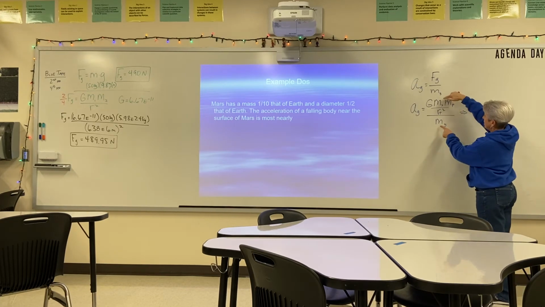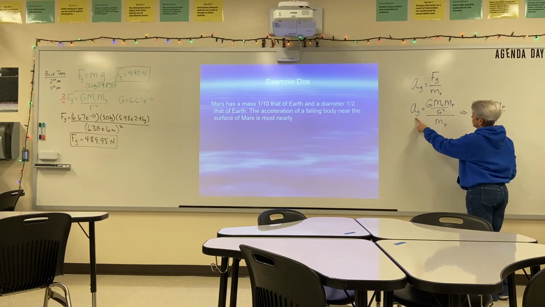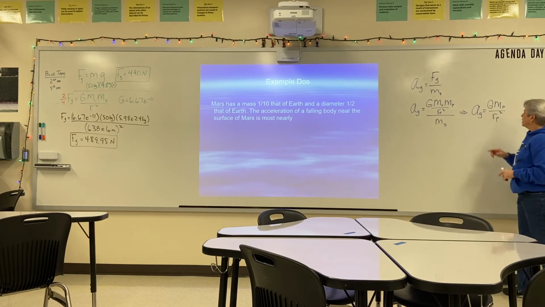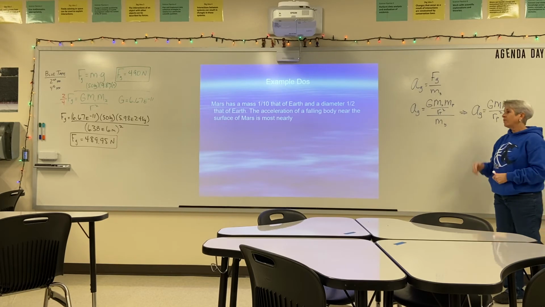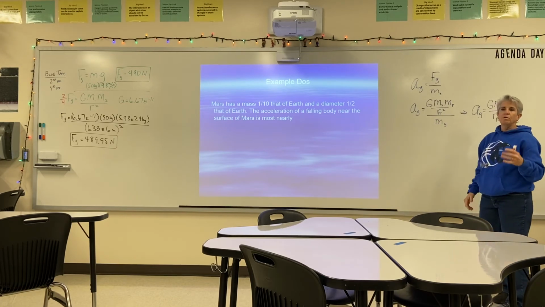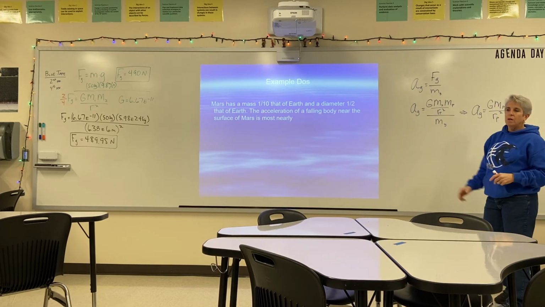So you can see I've got the mass of you in the top and the bottom. Those are going to go away. And what I'm left with is the acceleration due to gravity anywhere is equal to big G times the mass of the planet divided by the radius of the planet squared. This allows us to find the acceleration due to gravity on Mars, on the moon, on some asteroid.